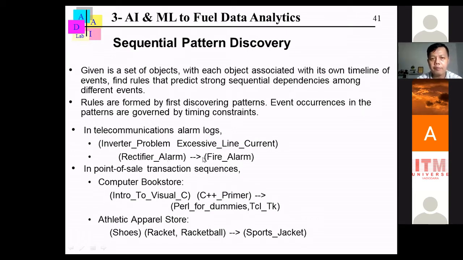Rectifier alarm, unified alarm, and the computer bookstore sequence is shown here.